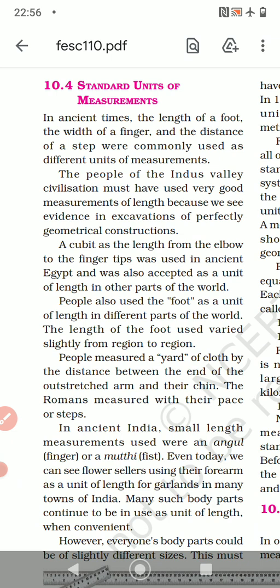The people of the Indus Valley civilization must have used very good measurements of length because we see evidence in excavations of perfectly geometrical constructions. So the constructions which are made are perfectly geometrical. It means they knew how to do the measurements, right?